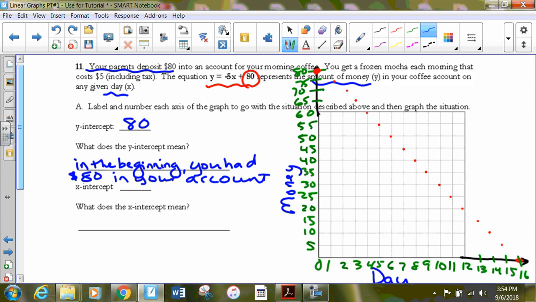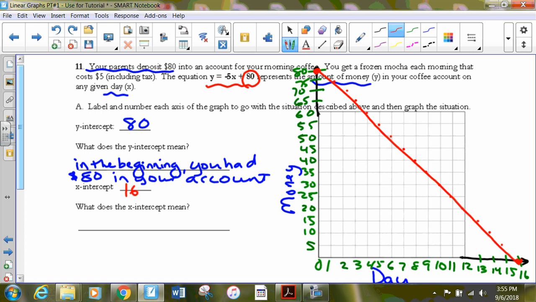And so then, never even connected my line, did I? I get on you guys about doing dots and not connecting them. Okay, that's supposed to be on 16. And then it asks for the x-intercept. Well, the x-intercept is down there at 16.